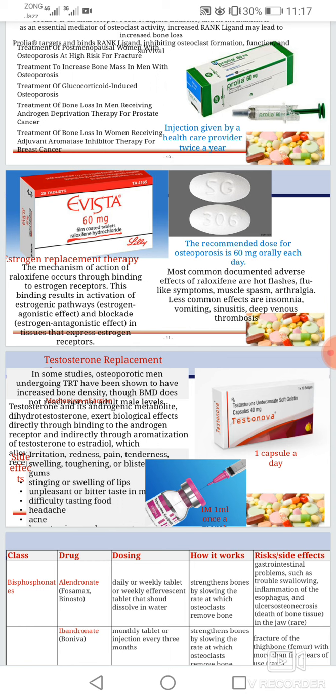Then in estrogen replacement therapy, we have the medication which is known as Evista. The mechanism of action of raloxifene occurs through binding to estrogen receptors. This binding results in activation of estrogenic pathways and blockade in tissues that express estrogen receptors. So the basic recommendation for the tablet Evista is a dose of 60 mg orally each day. Most common documented adverse effects of raloxifene are hot flashes, flu-like symptoms, muscle spasm, and arthralgia. Less common effects are insomnia, vomiting, sinusitis, deep venous thrombosis.